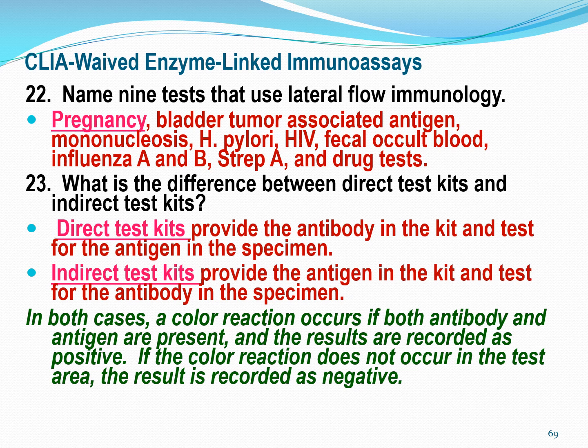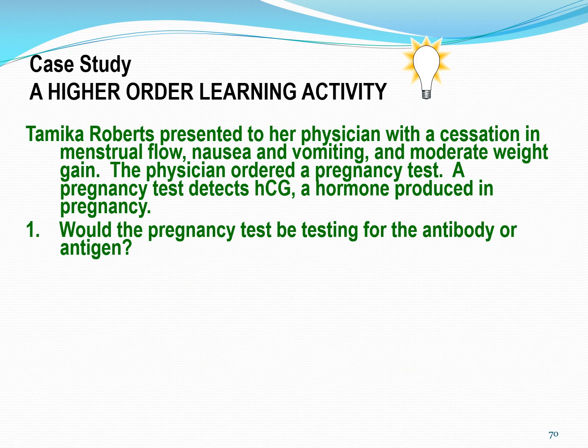So what is the difference between direct test kits and indirect test kits? Direct test kits provide the antibody in the kit and test for the antigen in the specimen. Indirect provides the antigen in the kit and tests for the antibody in the specimen. So know the difference between the direct test kit and the indirect test kit. In both cases, a color reaction occurs when both antibody and antigens are present, and the results are recorded as positive. If the color reaction does not occur in the test area, the result is recorded as negative. And that internal control must always work. So pause this one, read through it, and see if you're getting the right answers.